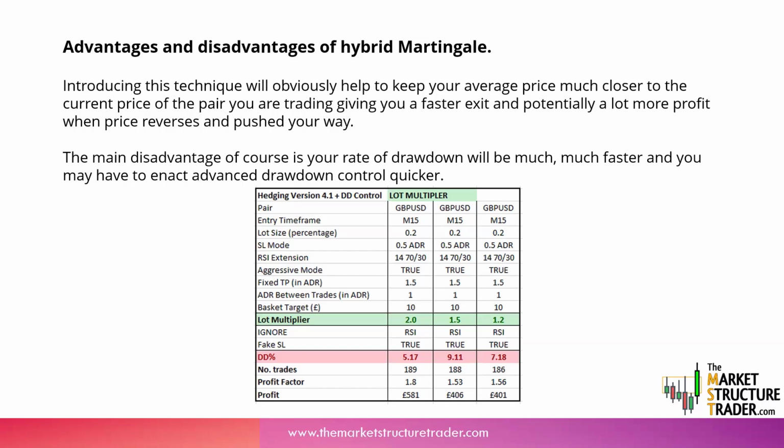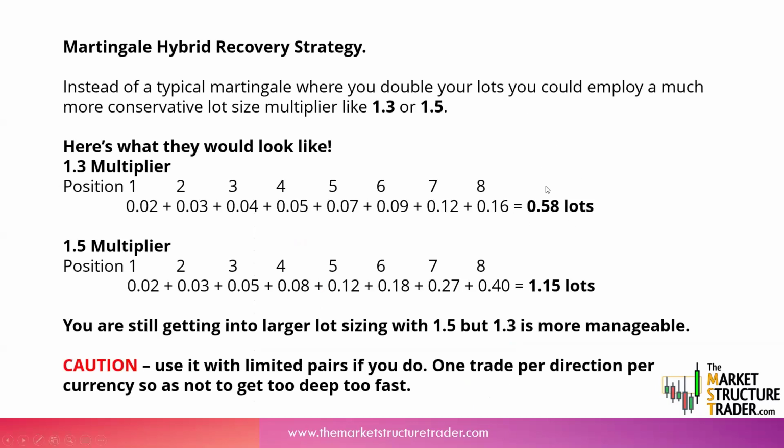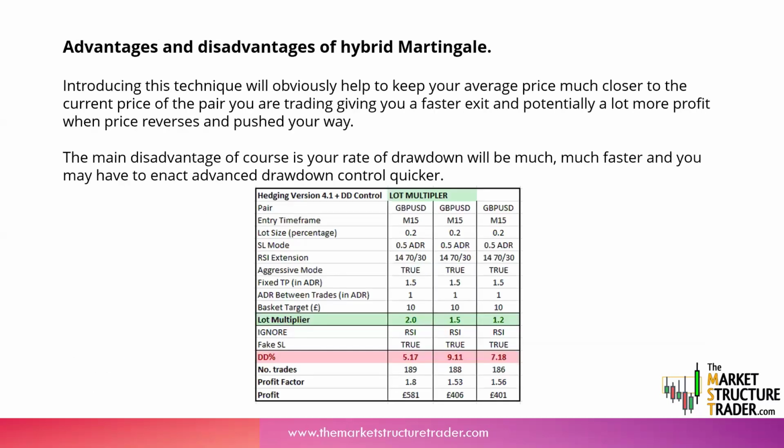So the main disadvantages, of course, is that your rate of drawdown will be much quicker, much faster. And you may have to enact advanced drawdown control much quicker. Also, your advanced drawdown control is going to be much larger. Let's say we've got 8 positions on at 0.58. Yeah, going back to our example, our aggressive drawdown control position is going to be something like a 0.3. Yeah, much bigger. So everything is much more enlarged using this method. So you have to make sure that you're not over leveraging if you're going to try it.